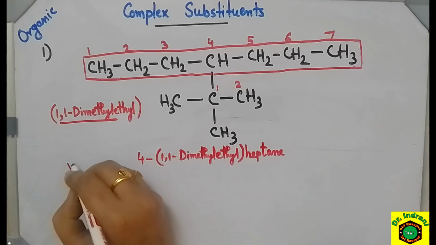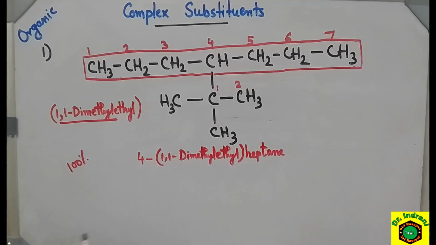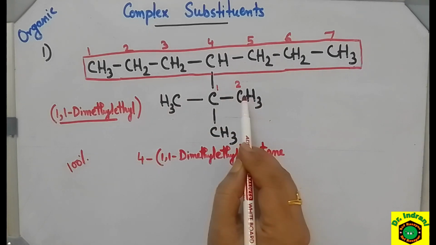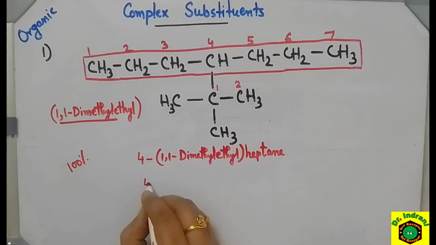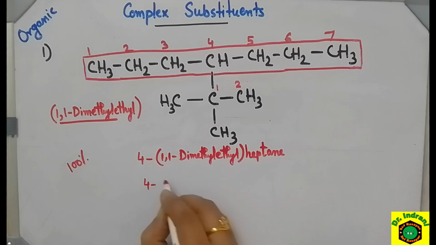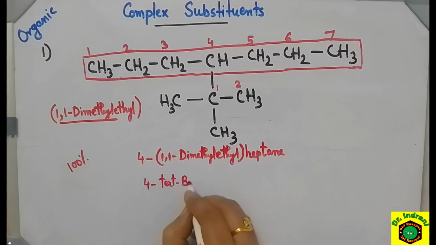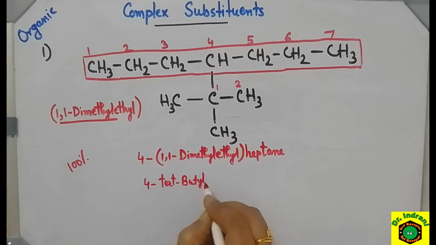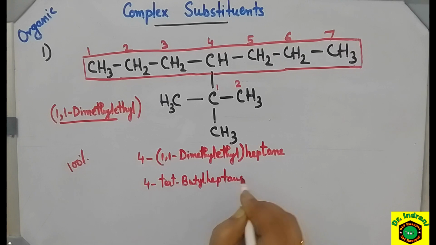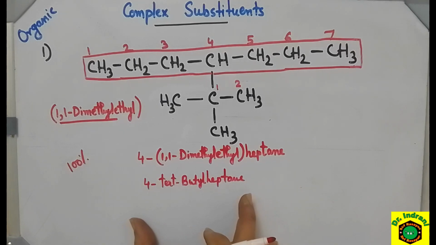This IUPAC name is 100% correct. And you can see this is a tertiary butyl group. So you can write this one also. This is accepted also: 4 tertiary butyl heptane. This is not 100% correct, but it is also IUPAC. You can consider this one also as IUPAC. But in the exam, if they are asking you, you have to write this one.